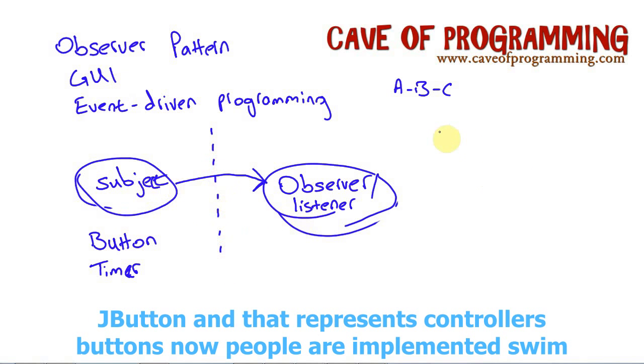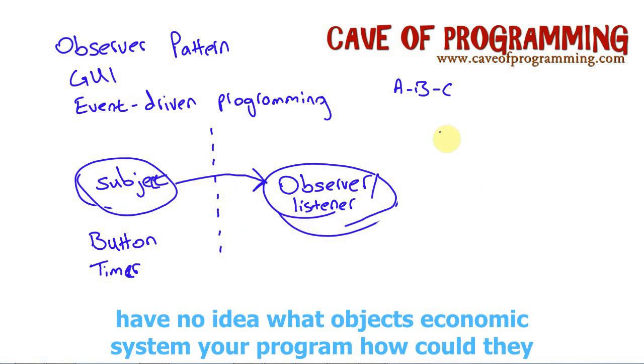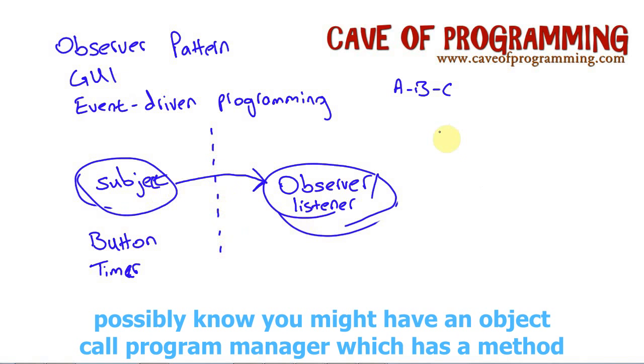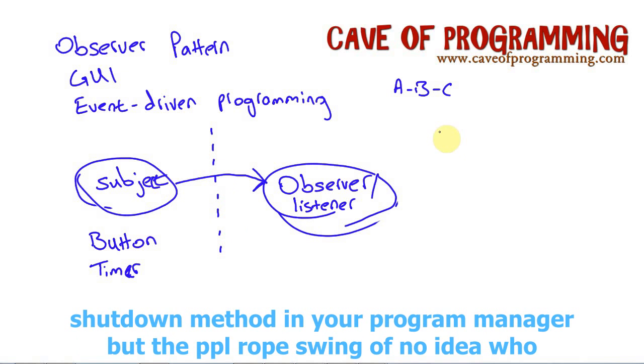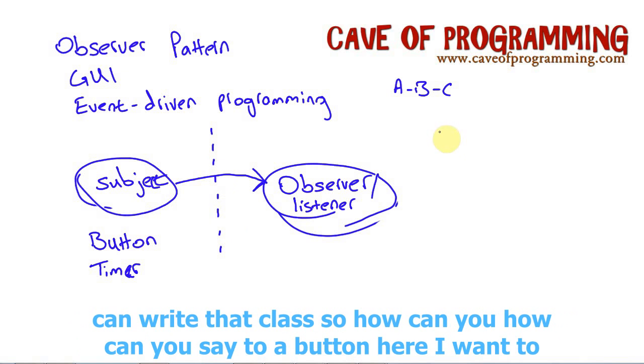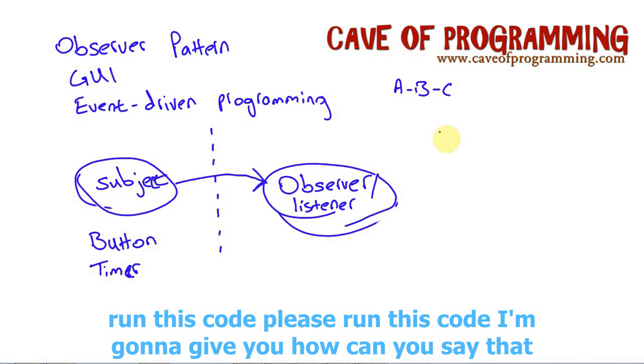Now the people who implemented Swing have no idea what objects are going to exist in your program. How could they possibly know? You might have an object called Program Manager, which has a method called shutdown, and you might want the button, when it's clicked, to run the shutdown method in your program manager. But the people who wrote Swing have no idea that you were going to write that class. So how can you say to a button, here I want to run this code, please run this code that I'm going to give you? How can you say that?